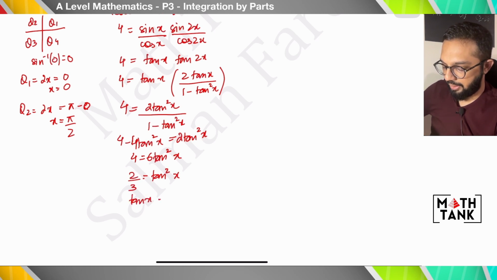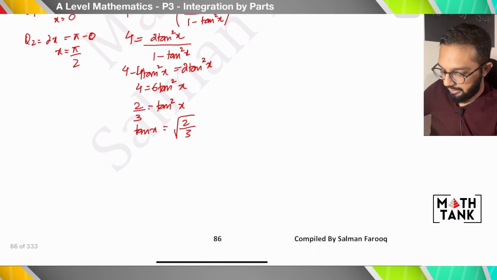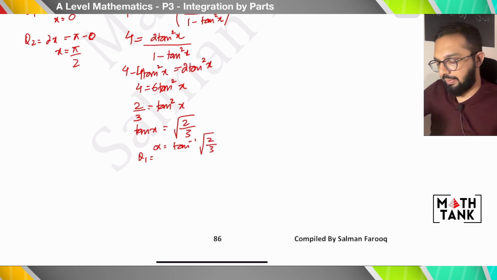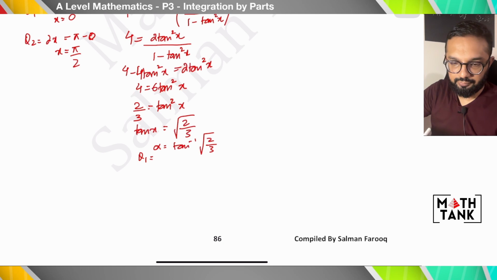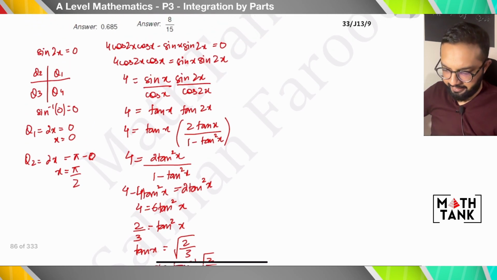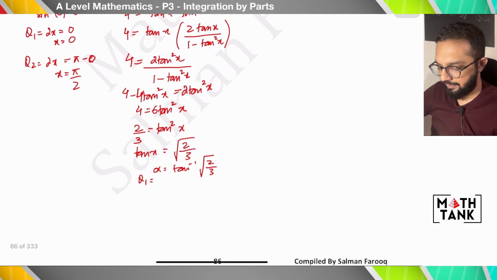I'm only going to take the positive one. Why? Because it has to be in the first quadrant, 0 to 90. So I'm just going to say that quadrant 1 is basically tan inverse of root 2 over 3. Let's see what that gives us. It gives us 0.685. Yes, that is the correct answer. So x equals 0.685.